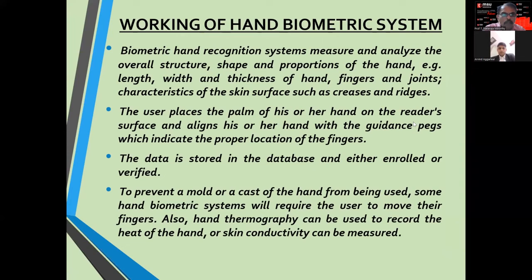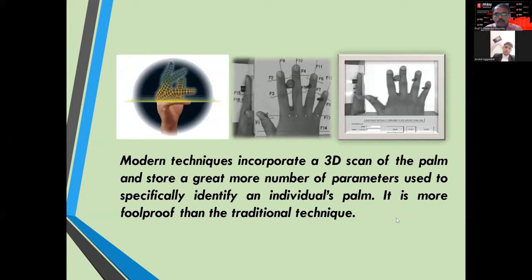To prevent a mold or a cast of the hand from being used, some hand biometric systems will require the user to move their fingers. Also, hand thermography can be used to record the heat of the hand, or skin conductivity, which can be measured. Modern techniques nowadays incorporate a 3D scan of the palm and store a greater number of parameters used to identify an individual's palm. It is more foolproof than the traditional technique.